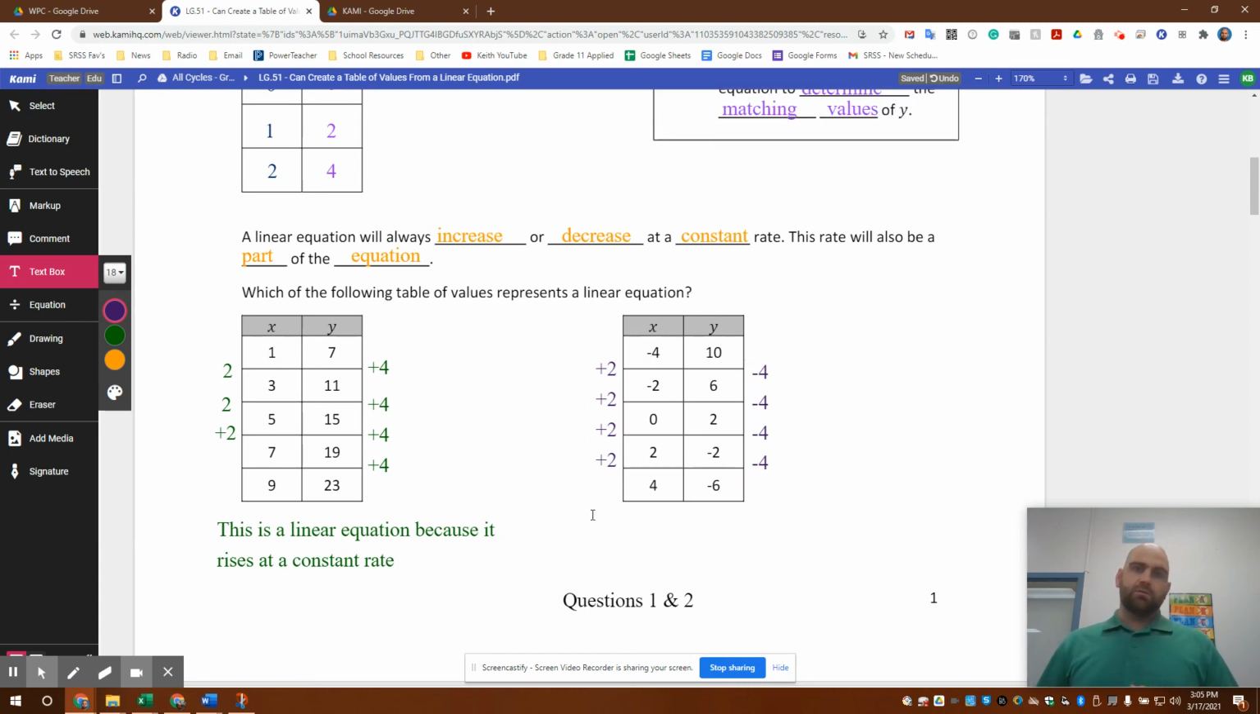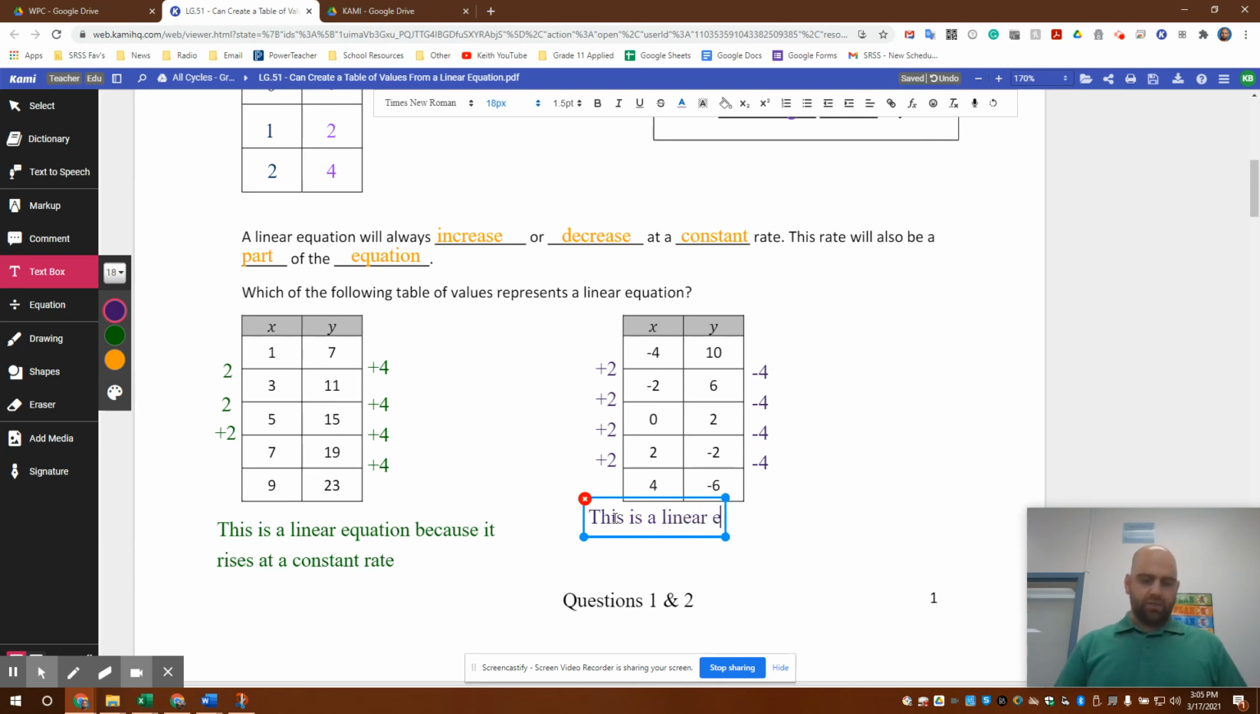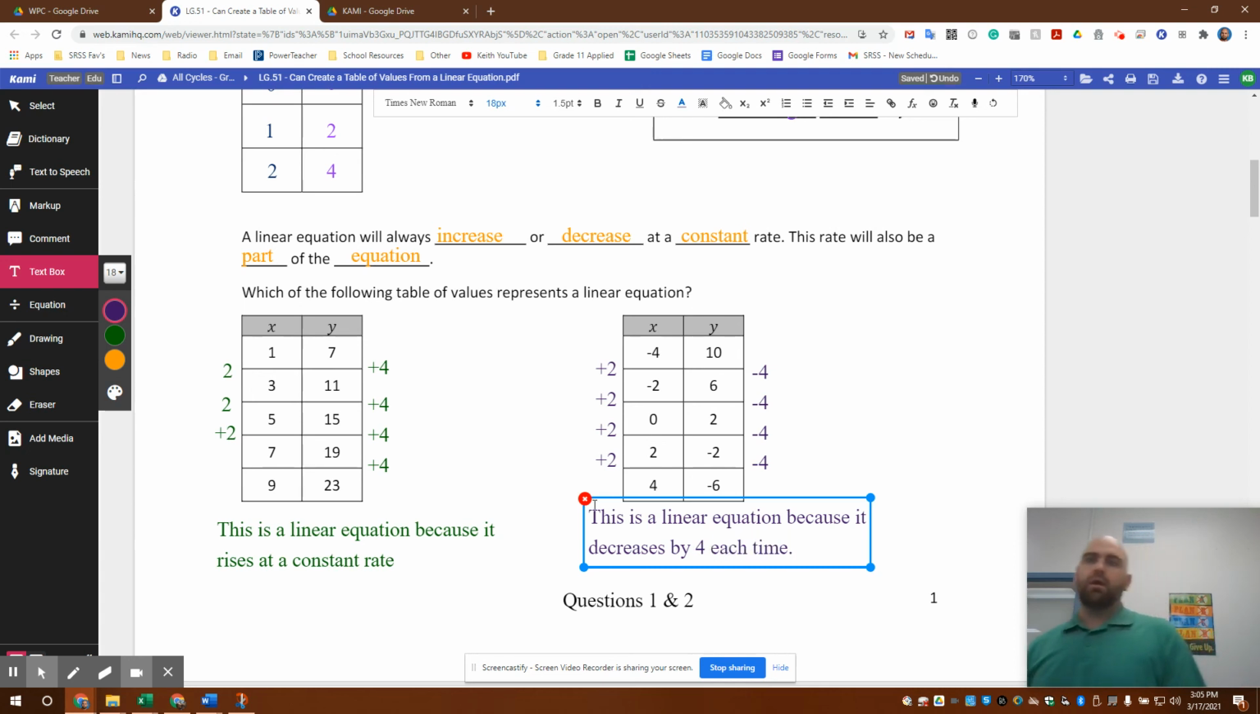This is a linear equation because it decreases by 4 each time. So again, it's all about: is it going up or down by the same number each time? Now the x's have to go up by the same number, and the y's have to go up by a different same number each time.